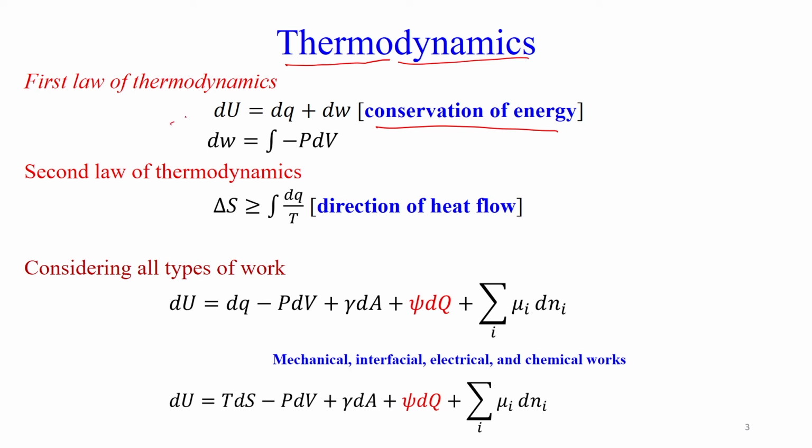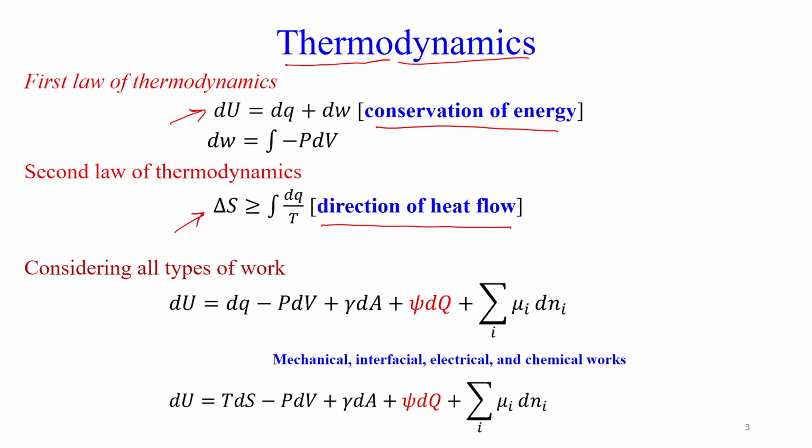The mathematical expression is: change in internal energy is equal to dq plus dw. Q is the heat, W is the mechanical work, and dw is defined as minus PdV, where P is the pressure and V is the volume. Now, let us quickly review the second law of thermodynamics. It talks about the direction of heat flow. It says that heat cannot flow from a lower temperature to a higher temperature without some external means, or in other words heat flows from a higher temperature to a lower temperature, and there we derive the term entropy, which is defined as dq upon T.